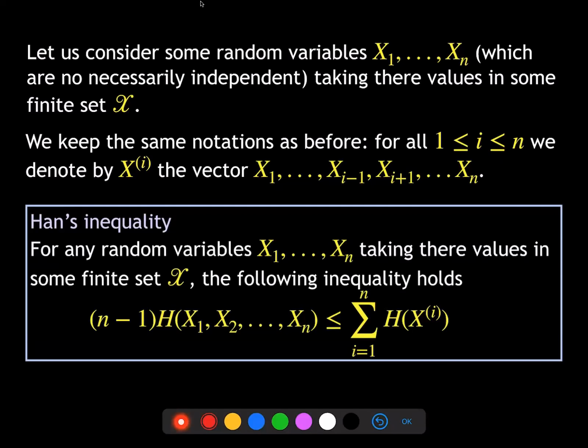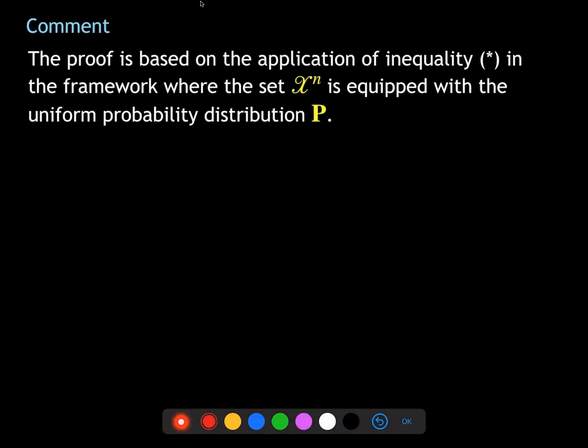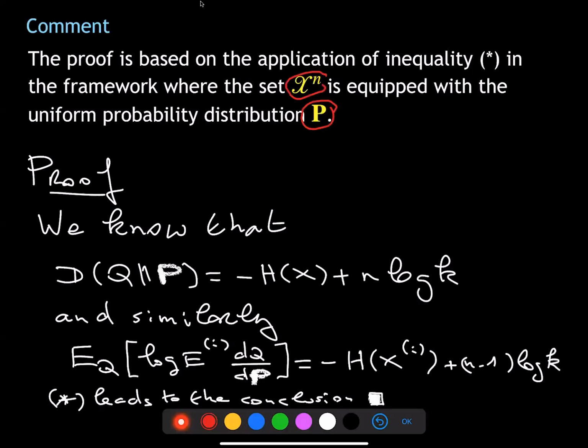So the proof is straightforward. The proof is based on the application of the inequality that we have seen on relative entropies. And we are just now computing these relative entropies in terms of Shannon entropy. And of course, the independence comes in just because the uniform distribution capital P on X^n is a product measure. And now the proof is just two lines.